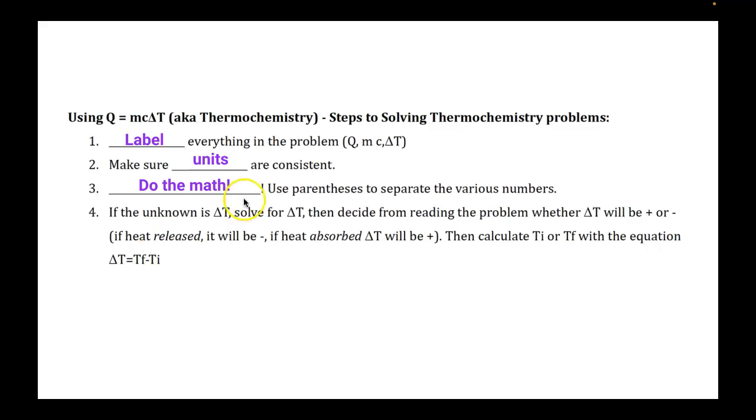If the unknown is delta T, solve for delta T, or the change in temperature, first. Then reread the problem. Decide whether the delta T will be positive or negative. Remember, if heat is released, it will be negative. If heat is absorbed, delta T will be positive. Then calculate Ti or Tf with this equation. So you might have to do multiple equations at once.